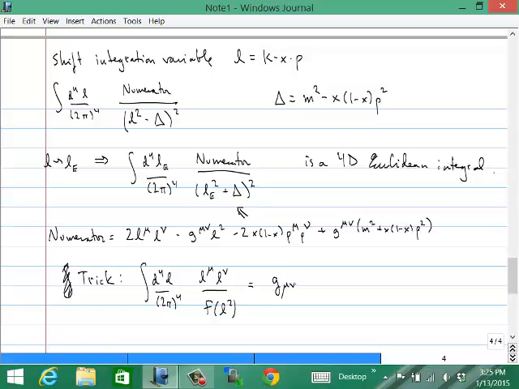So if you think about it, that just has to be equal to g mu nu times the integral d4L over 2 pi to the 4th times L squared over f of L, along with a coefficient that's fixed by taking the trace of both sides of this equation, by contracting both sides with g mu nu. Since the trace of g mu nu is 4, you just need to put in a factor of 1/4 there. So that's just one more trick that we can use to simplify this integral.